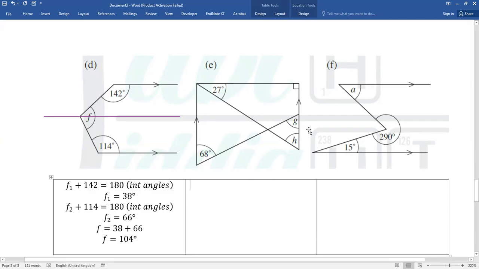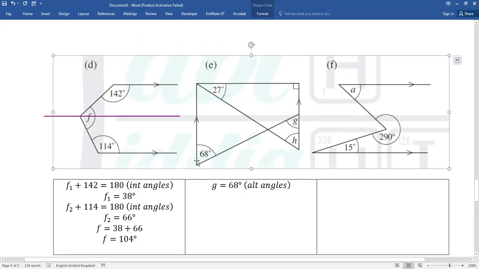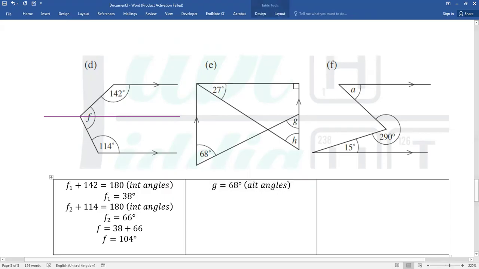Moving on to the next one. How do we find G? First find G. Wait a second. So G would be equal to 68 degrees. Very good. And what is the reason? Sir, corresponding angle, no? Yes, alternate angles. But see, sir, a Z is being made here. Yes. Okay, sorry. Is this clear now? Yes, sir.